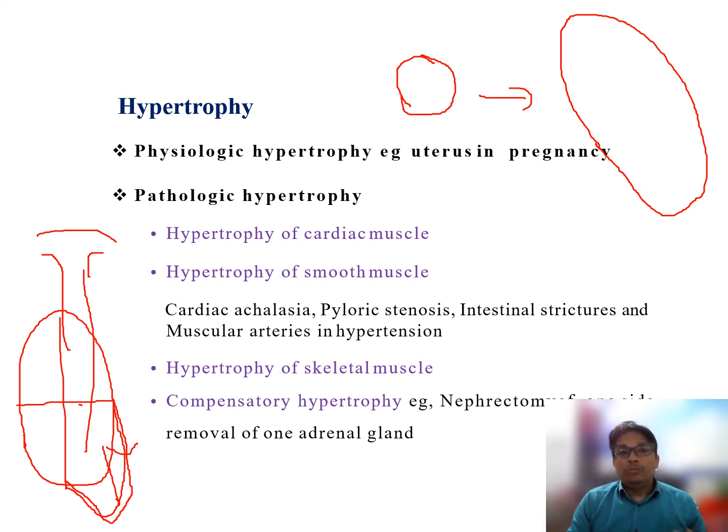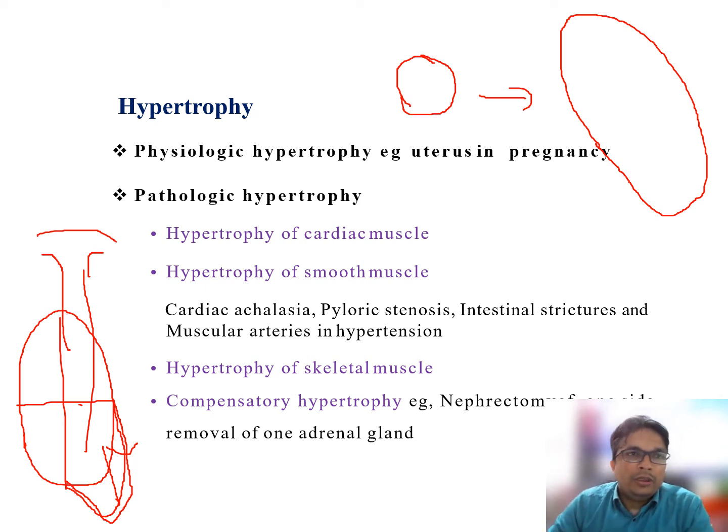So it is with the smooth muscle. You can see a number of diseases in which you can observe increased hypertrophy with the smooth muscles too. You can observe hypertrophy with the skeletal muscle. You can observe compensatory hypertrophy. The best example, if I have to tell you about smooth muscle or compensatory hypertrophy, you can talk about your lungs also. You can see your lungs.